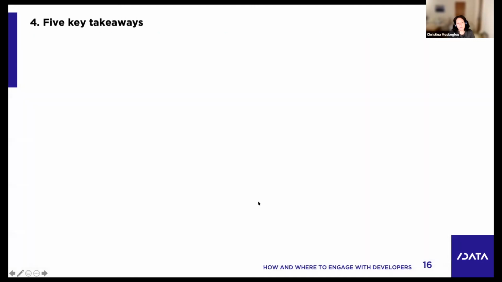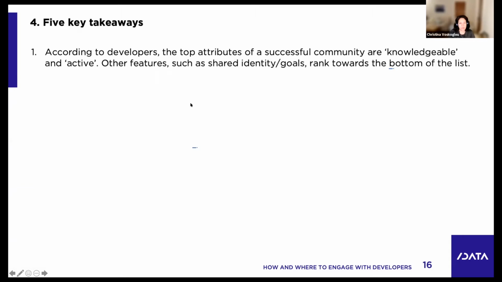Okay, so basically wrapping up everything, that was what I had to tell you today. So first of all, as we said, according to developers, the top attributes of a successful community are knowledgeable and active. Other features that seem to be popular among DevRel circles are shared identity and goals, or moderated, or even self-governed, or with clear policies. All of those rank towards the bottom. So keep that in mind. Knowledgeable is very important when you're building a community to engage developers.